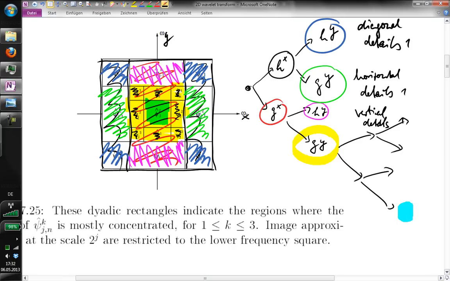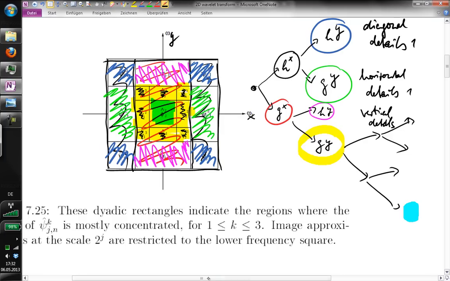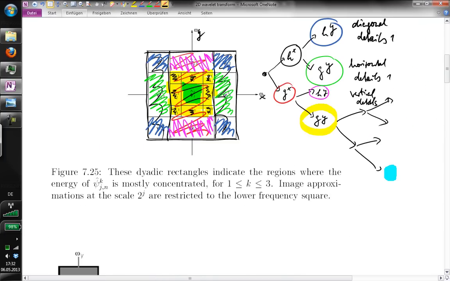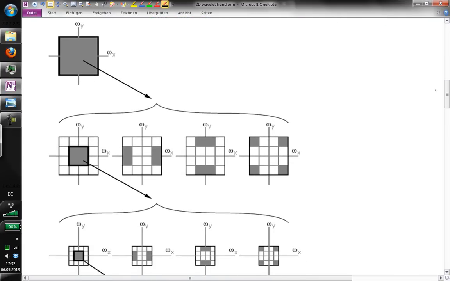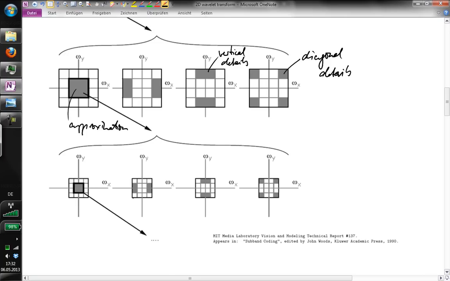So the beauty is we've used just 1D wavelet transforms to obtain the wavelet transform of a 2D image. But what does it mean? So I have another picture of the same thing. This is the entire frequency plane. These are what I call the diagonal details. These are what I call the vertical details. These are what I call the horizontal details. And this here is the approximation, which can be further decomposed.